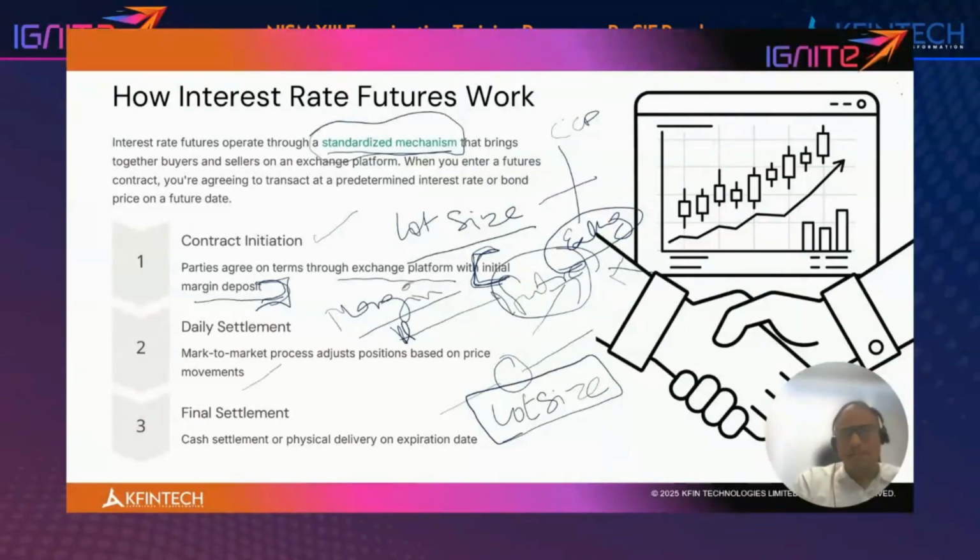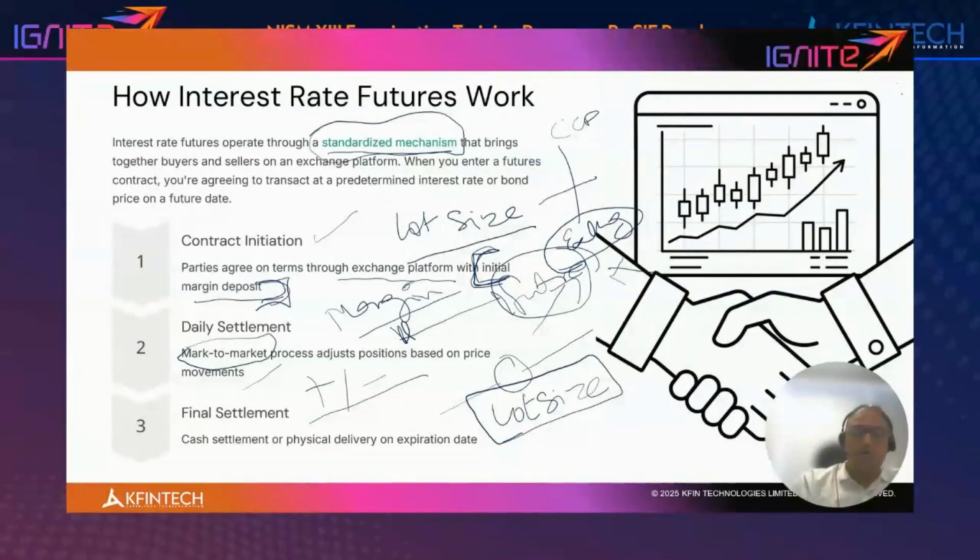Daily settlement, similar to equity and currency futures, the mark to market happens daily on the bonds and the underlying, and whatever is the profit or loss from either of the party, buyer and seller, has to be given to the exchange or to the broker on daily basis. And if they fail to do so, they have the right to square off the position.